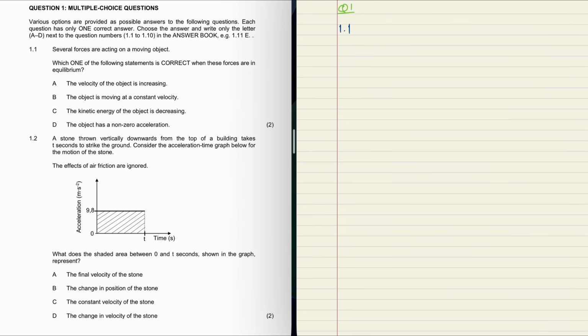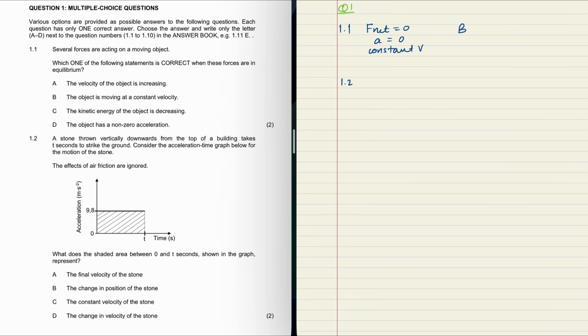So when something is in equilibrium, it means that F net is equal to 0. So if F net is equal to 0, it means that the acceleration is equal to 0, which means that it is moving at a constant velocity. So the answer to this question is going to be B.